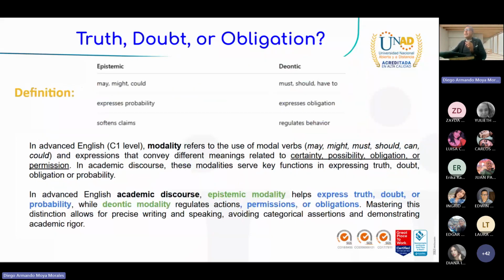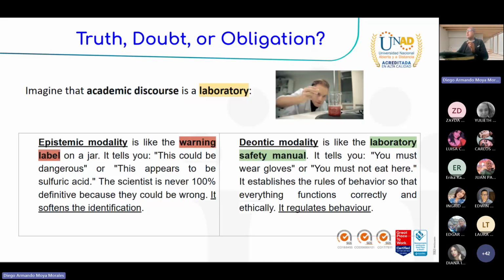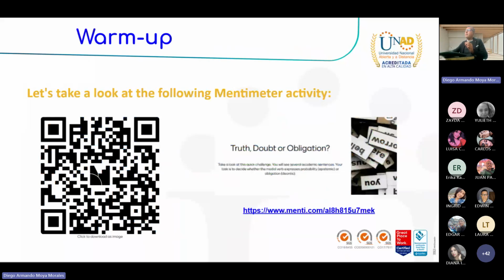That's why in this chart, in the epistemic mode, the first one, you express the probability and it softens the claim that you want to express. And on your right, you have the deontic mode, and there you express the obligation and it regulates the behavior. All right, it sounds a little bit difficult, but it is not. Let me share this activity and you will understand better.